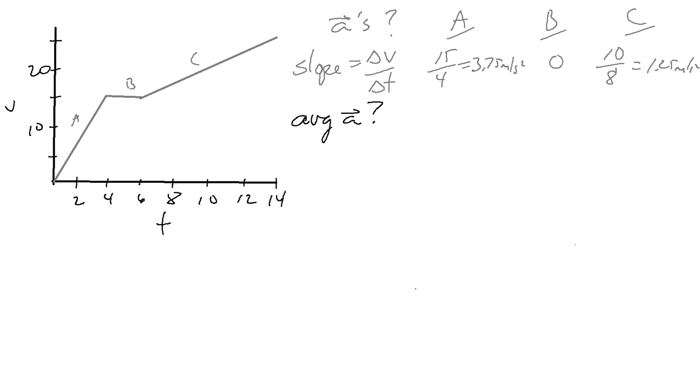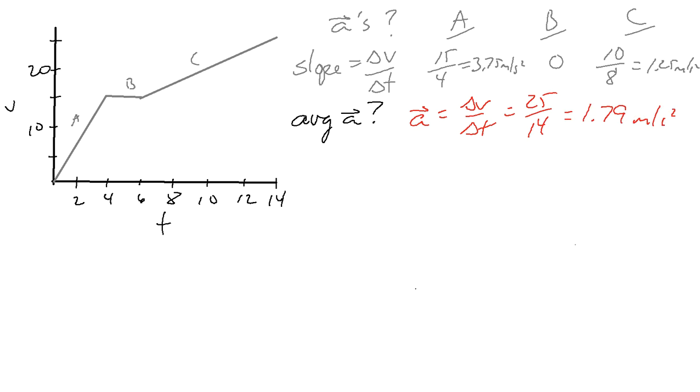What I want to do is look at my change in V and my change in T for the entire thing at the same time. So acceleration is change in V over change in T. So my change in V for the entire thing starts at 0 and goes all the way up to 25, and the entire thing took 14 seconds. So I'll do the 25 divided by the 14, and we get about 1.79 meters per second squared would be the acceleration for the entire thing.